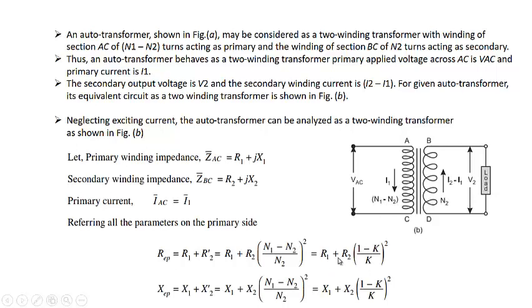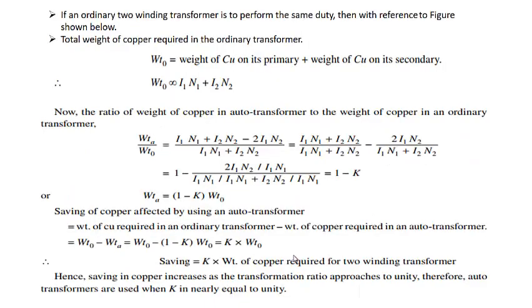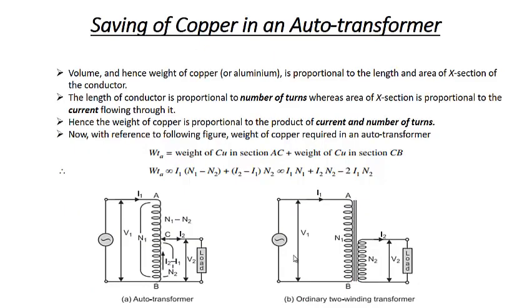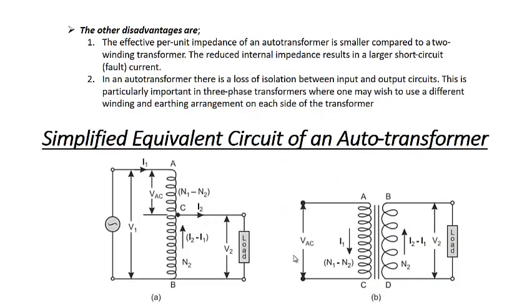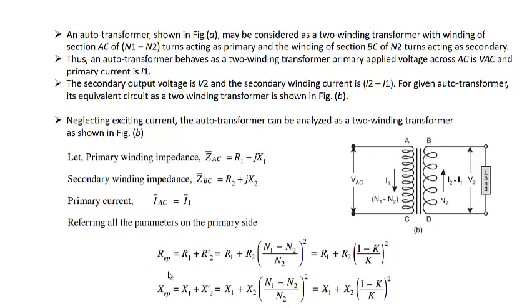That is equal to R1 plus R2 into 1 minus K divided by K whole square, because when you divide N1 minus N2 by N2, it becomes 1 minus K divided by K, as we have assumed K equal to V2 by V1, which is equal to N2 by N1. Similarly, for total X, it will be X1 plus X2 dash, that is X1 plus X2 into N1 minus N2 divided by N2 whole square.